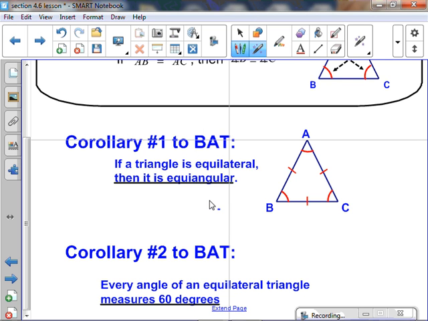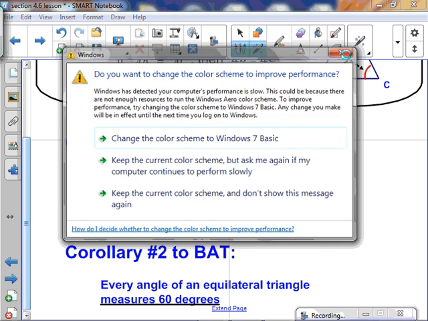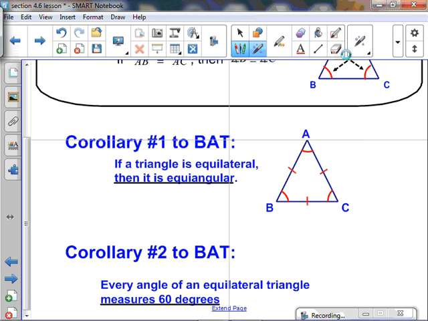Corollary number 2: every angle of an equilateral triangle measures 60 degrees. That should be pretty obvious. If you have 3 angles that are all the same and add up to 180 degrees, you divide that by 3, and every angle in an equilateral triangle is equal to 60 degrees. This one right here, I do not believe, is on your cheat sheet. So you might want to just draw it in there right now, because when you go to take your quizzes and tests, it's a good idea to know all of these. Got it? Okay. Let's go on.